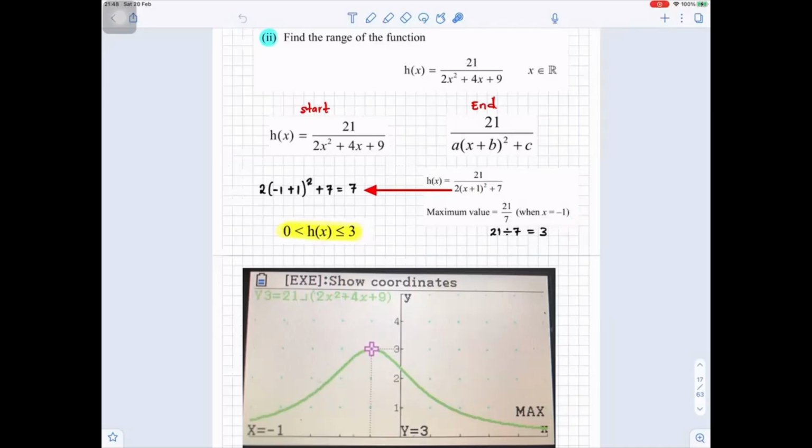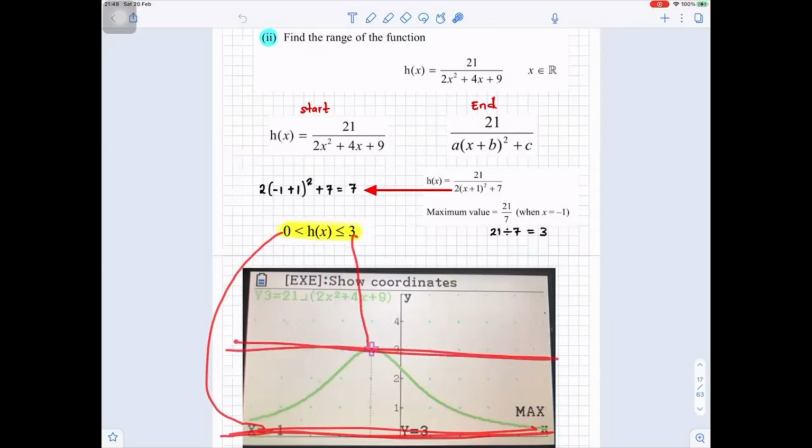So you're going from 0 up to 3. And if you look at the curve there, it starts from this bottom point there, 0, and it goes to this top point, 3. So that's what the range is. From 0 up to 3. That's the range there.